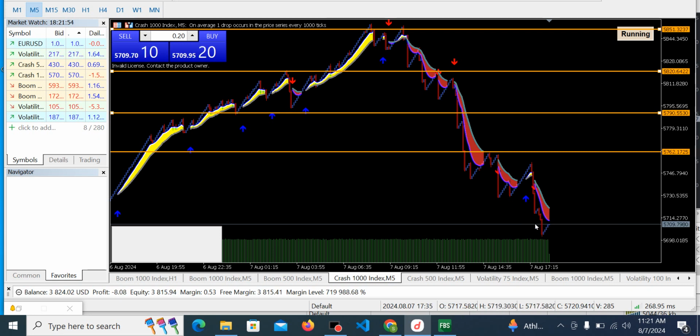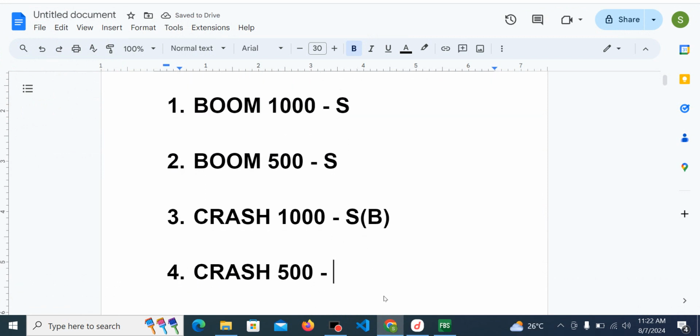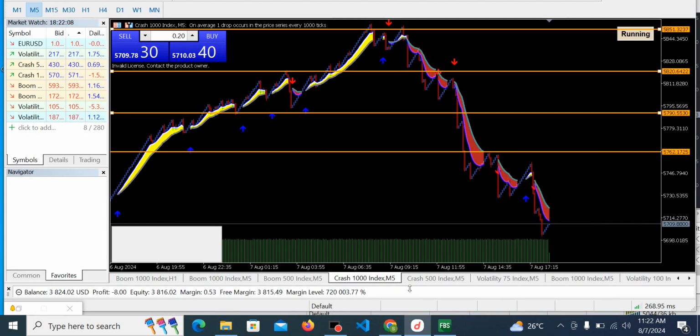And it is still selling at the moment, even though it is around the support zone. If it's unable to break out from there, it will go back into an uptrend, okay? So this is our selling at the moment. It might not be for a very long time, most especially if it's unable to break out from there, okay? Next asset is going to be Crash 500. Let's check it out right away.